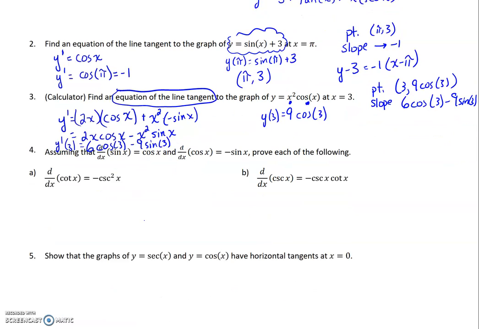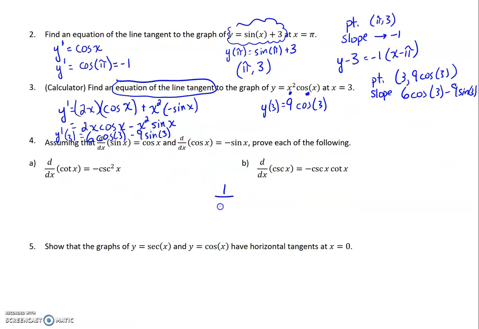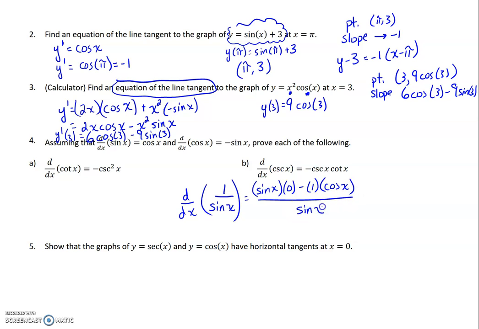All right, now 4b. Cosecant is 1 over the sine, and we're going to take the derivative. We're using this information that the derivative of sine is equal to cosine in order to prove that the derivative of cosecant is negative cosecant cotangent. So we're going to use the quotient rule here. It's going to be the bottom times the derivative of the top, which is 0, minus the top, times the derivative of the bottom, which is cos, all over the bottom squared.